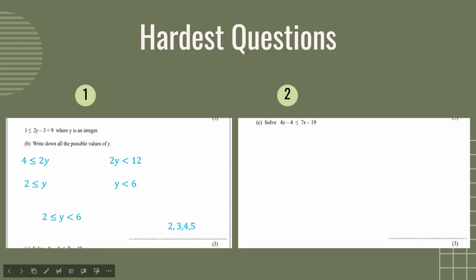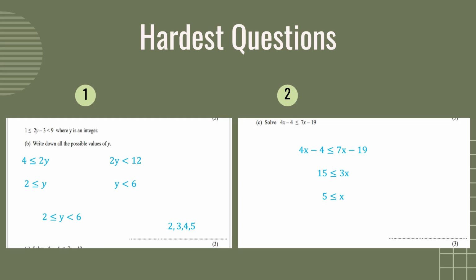In question 2, it asks us to solve 4x minus 4 is less than or equal to 7x minus 19. Here, we would rearrange an inequality to get all our x's and our normal numbers on the same side.